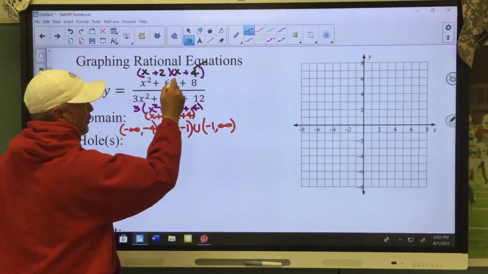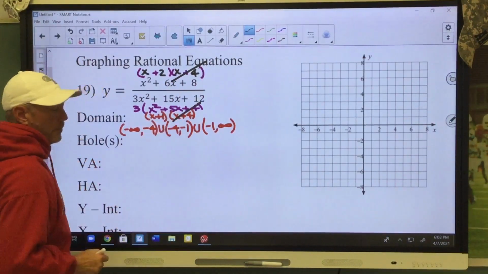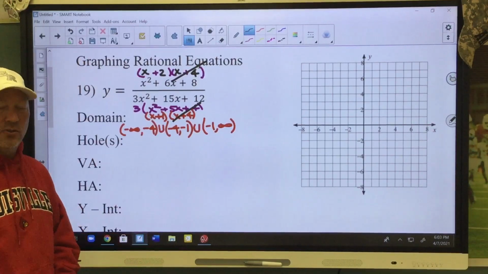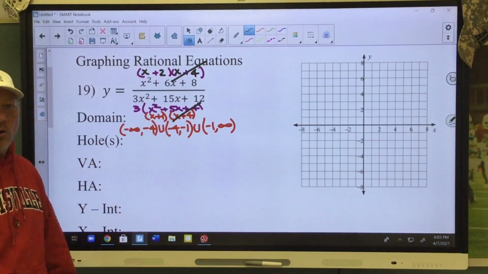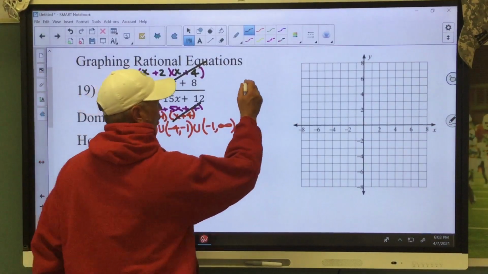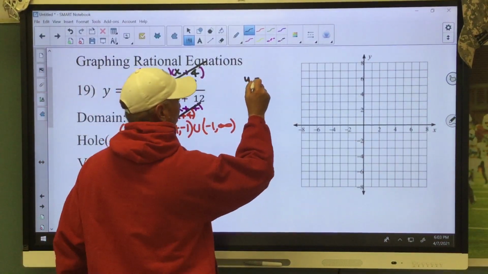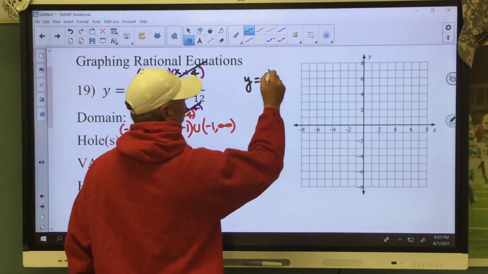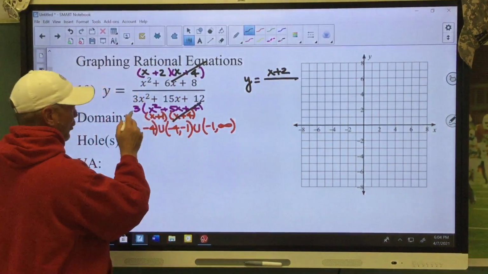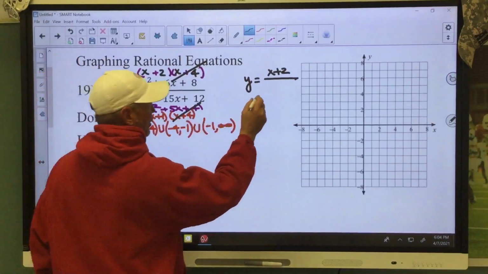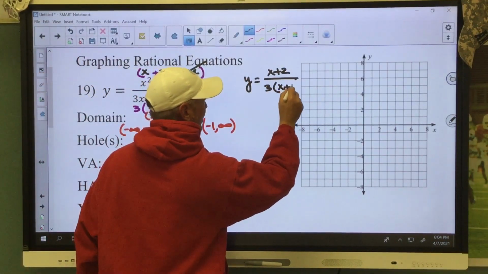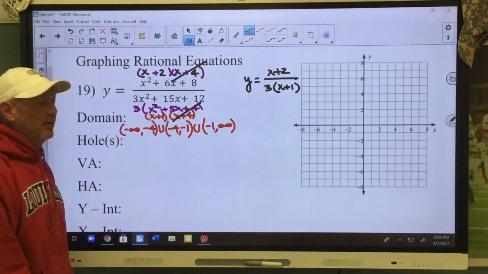Our x plus 4s will cancel. Since we have terms that cancel, we will have a hole. So we're going to take what is remaining after we reduce. We're going to have y equals x plus 2 over 3 times x plus 1. That's what we have left.